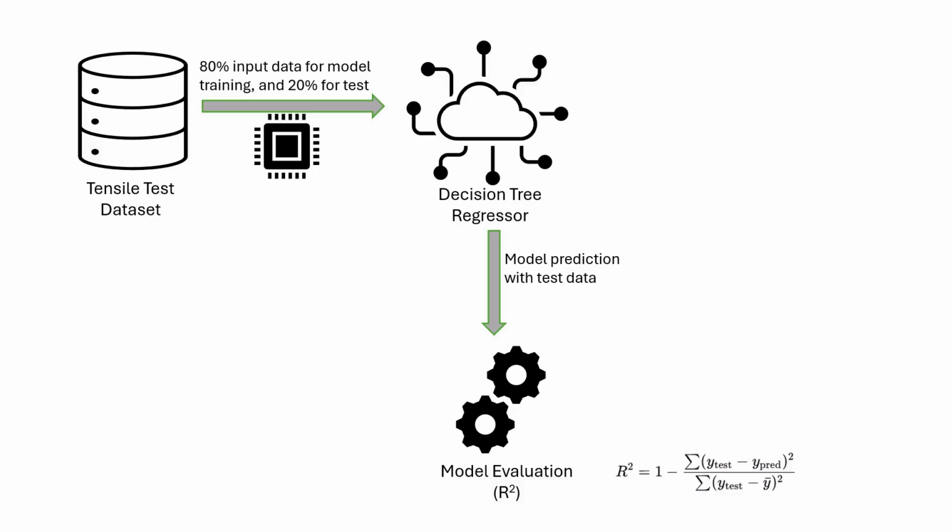After training, the model makes predictions on the test set. We compare those predictions to the actual values. Finally, we evaluate the model's performance using R-squared score, also known as coefficient of determination. The formula shown here calculates R-squared, where values closer to 1 indicate better prediction accuracy. It essentially measures how much of the variation in the true data is captured by the model.